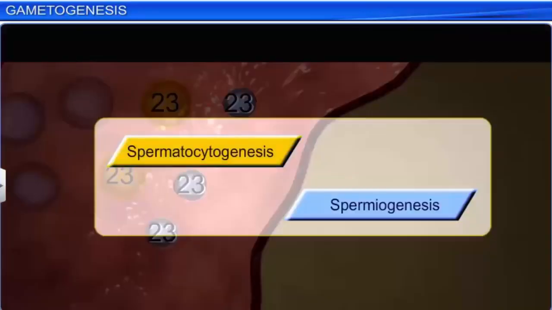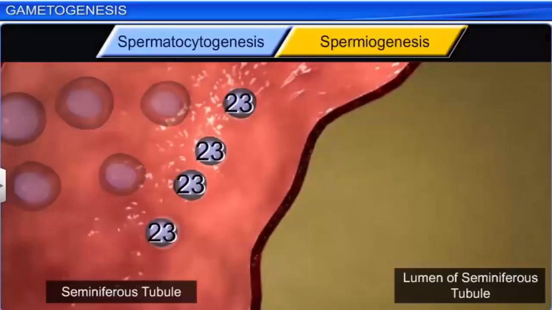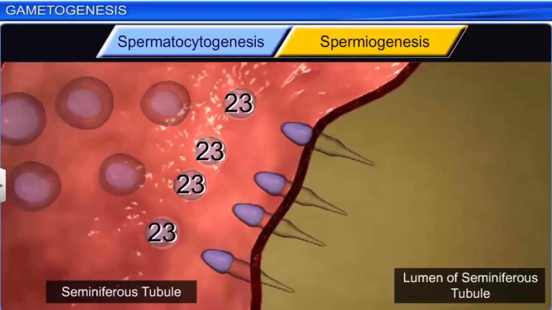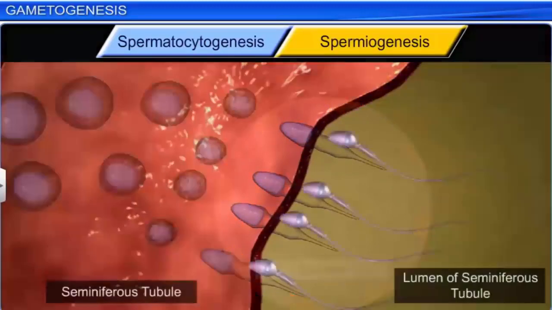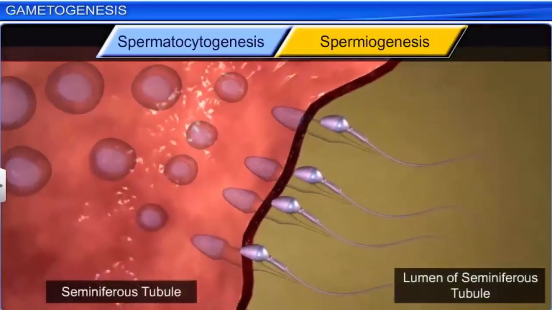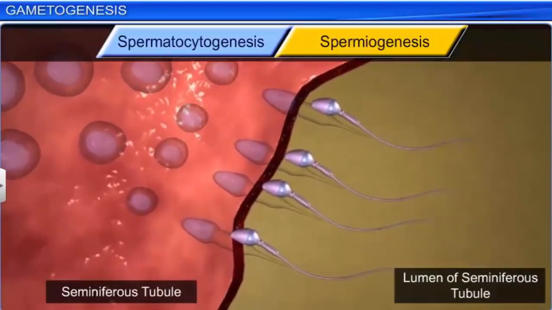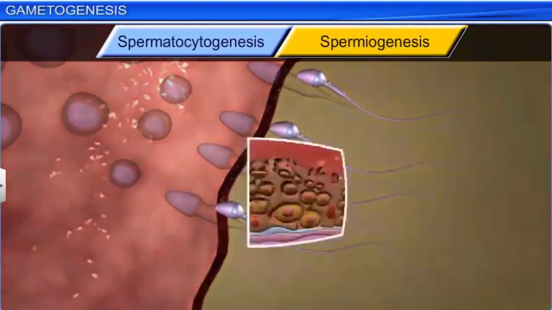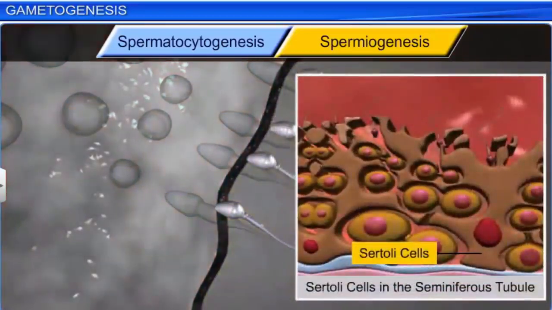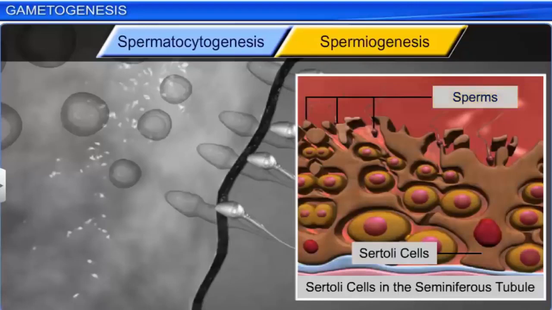Spermatocytogenesis is succeeded by spermiogenesis, during which the spermatids differentiate into elongated and tadpole-like spermatozoa or sperms. However, during this process, the heads of these sperms remain embedded in the Sertoli cells, which provide these developing sperms with nutrition.